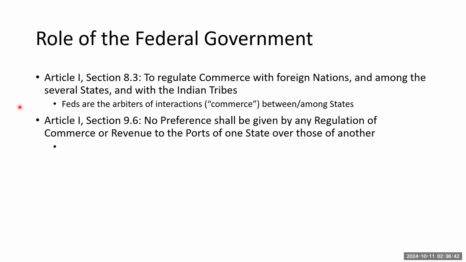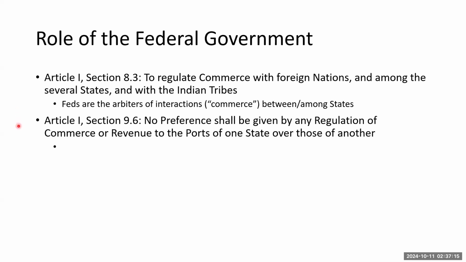Basically, what this article is saying is that the federal government is the arbiter of our interactions, i.e. commerce. So when you hear folks referring to the Commerce Clause, this is the Commerce Clause. It's the federal government's job to guide the interactions between and among states, and how the whole country negotiates and interacts with other countries, etc. That's the Commerce Clause.